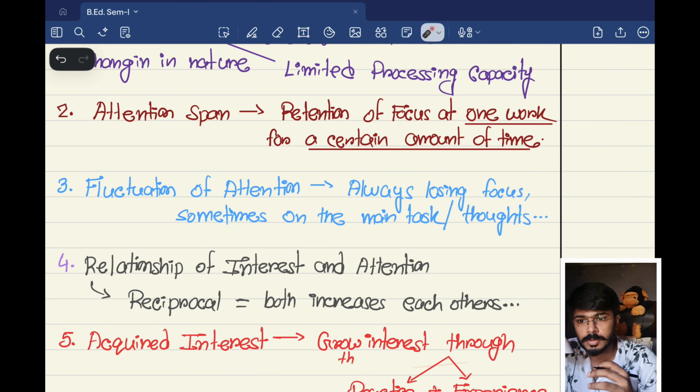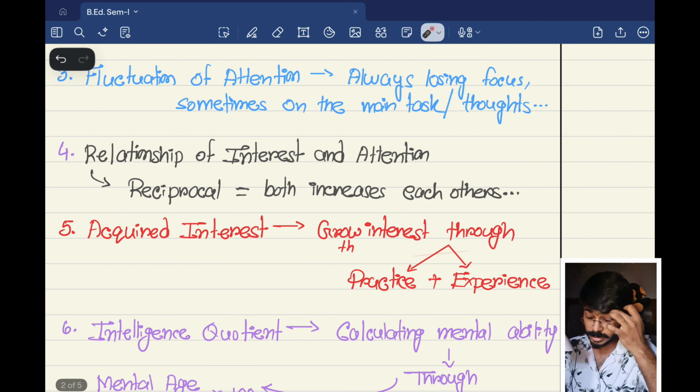You are having the interest to study various aspects, various terminologies, various theories of political science. So interest and attention, these both things are having a reciprocal relationship. It means when you are having interest, it will lead to you having the attention to study or to do that work. And whenever you are having attention, your interest will get more and more, like your interest will get stronger. So interest and attention have a reciprocal relationship. Both increase each other's. Next, what is acquired interest?